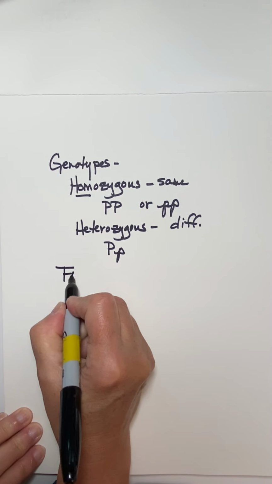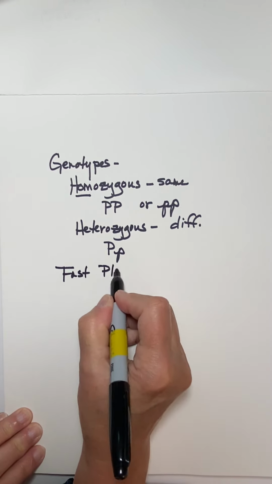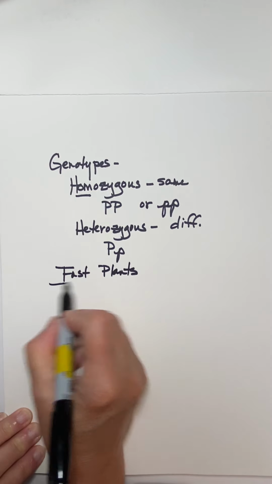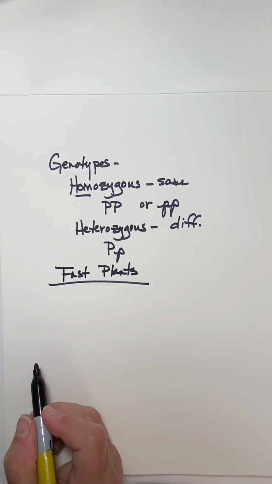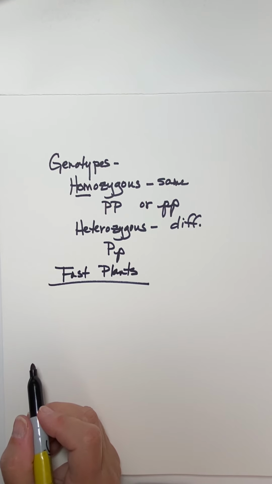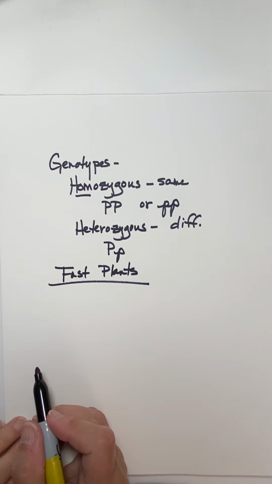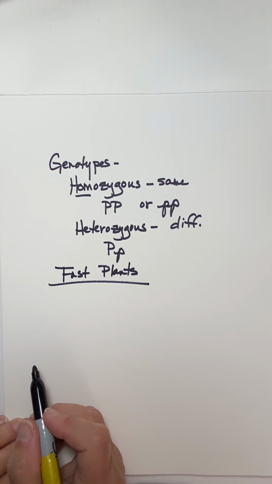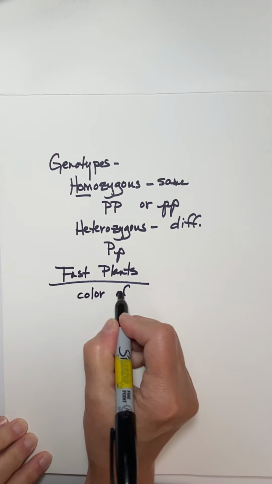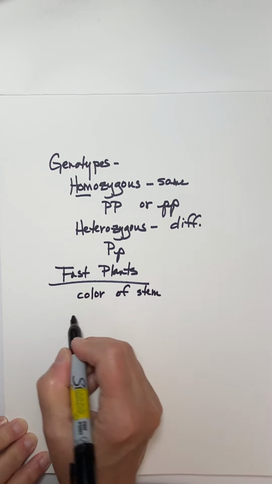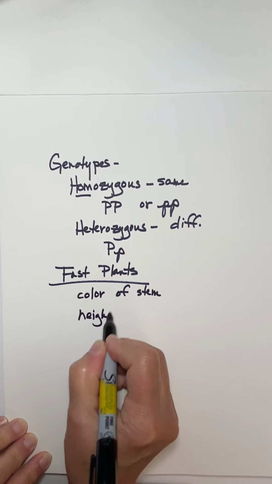Let's talk about our fast plants for a minute. So our fast plants are plants that grow fast. Duh. That's why we use them, because we grow them. They can grow very fast. In 4 days' time, you can learn all kinds of things about their phenotypes, what they look like, okay? So we're looking at two characteristics. We're looking at color of stem, and we're looking at height.